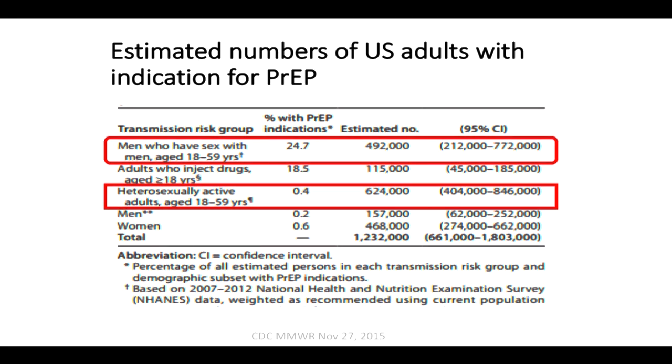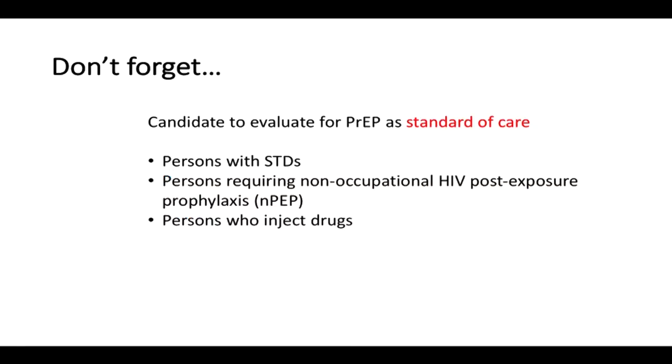When you look at the estimated numbers, that comes to about 492,000 men who have sex with men and 624,000 heterosexual individuals across the US, adding up to 1.2 million across all risk groups who are currently at risk for HIV and will benefit from HIV prevention approaches.